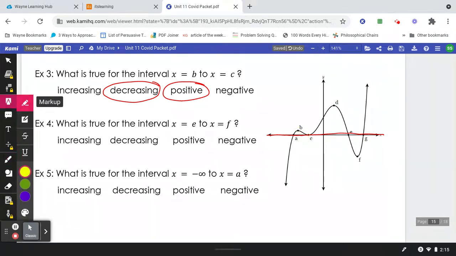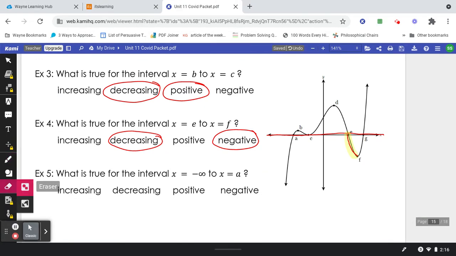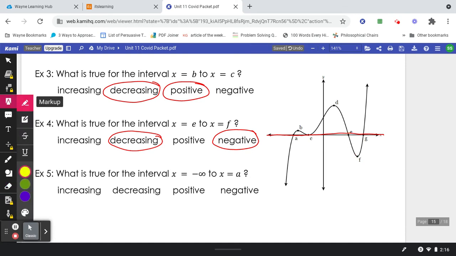Next part. From E to F, that part right here. Take a second and circle the ones that you think are true. You should have circled decreasing and negative. It is going downhill, but it is also below the axis. All right. And then the next part, from negative infinity to a.